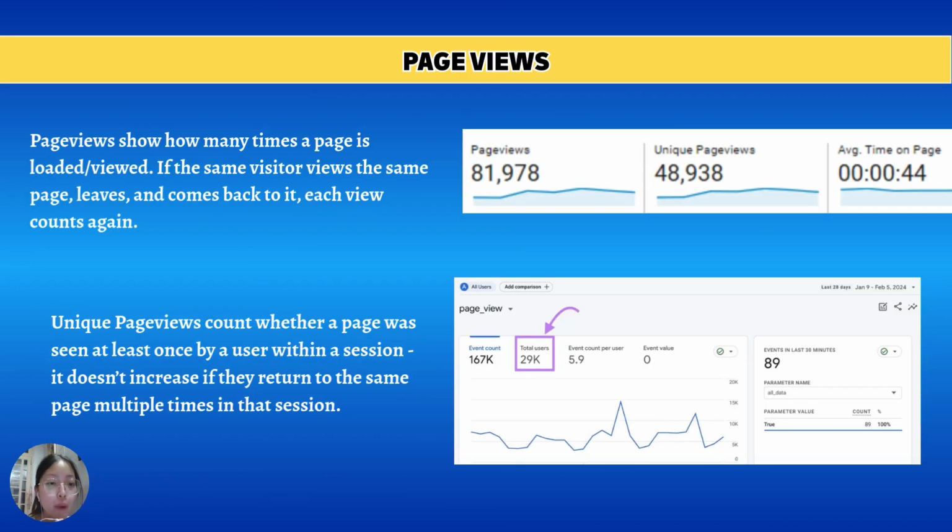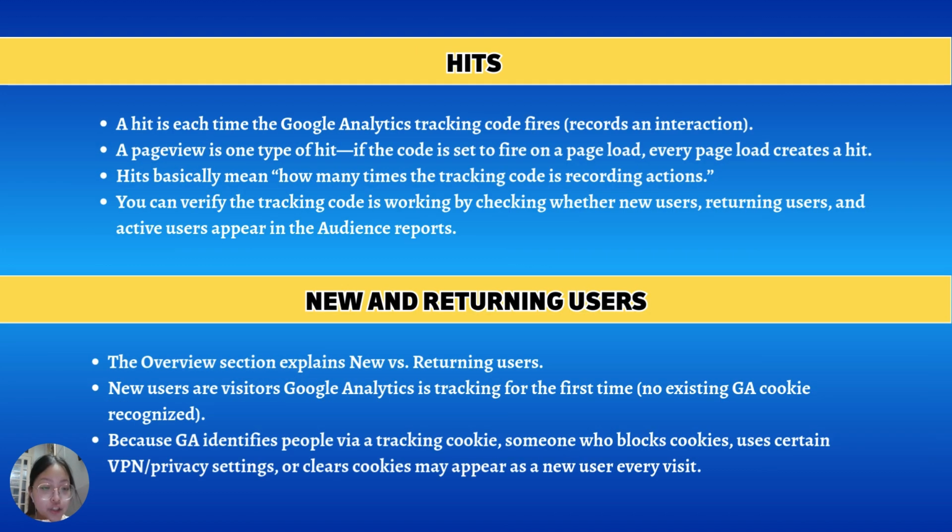The next one is page views. Page views show how many times a page is loaded or viewed. If the same visitor views the same page, leaves and comes back to it, each view counts again. Unique page views count whether a page was seen at least once by a user within a session. It doesn't increase if they return to the same page multiple times in a session.